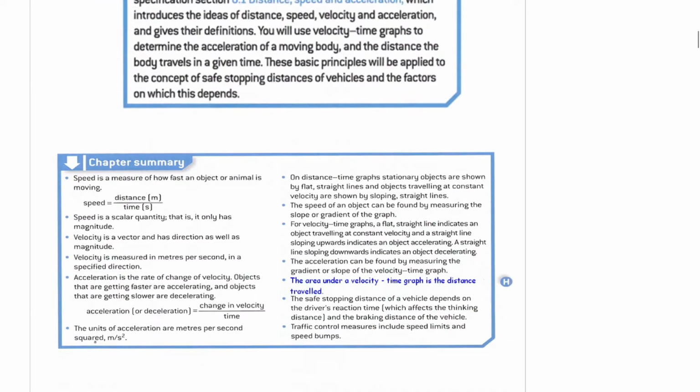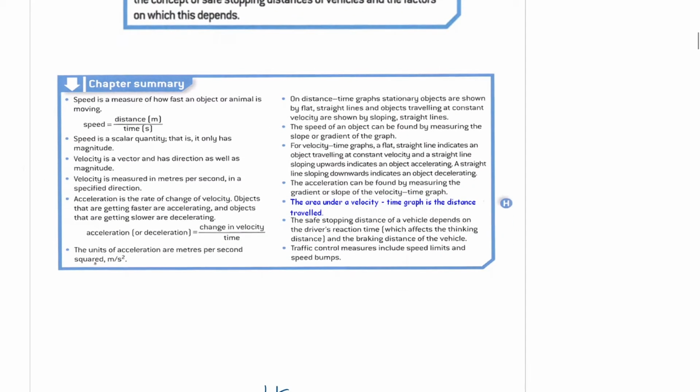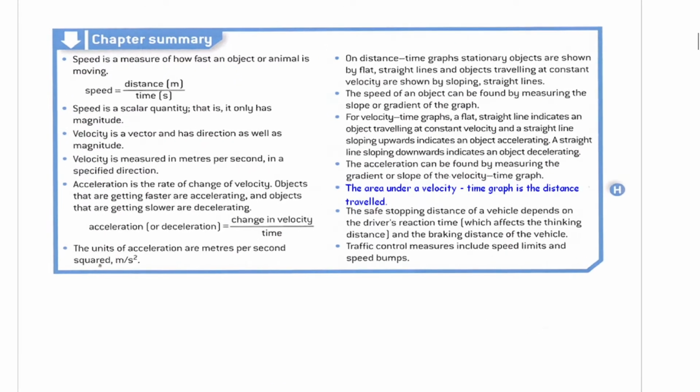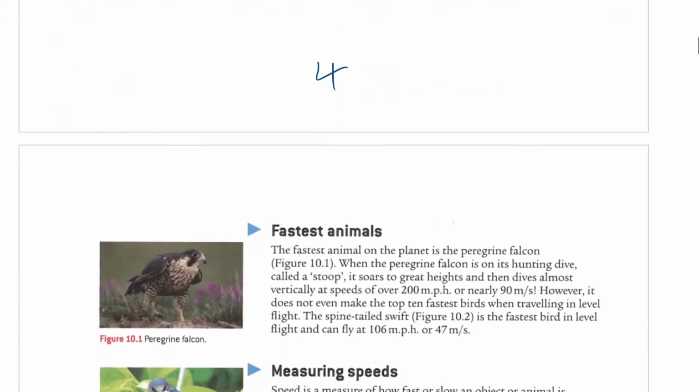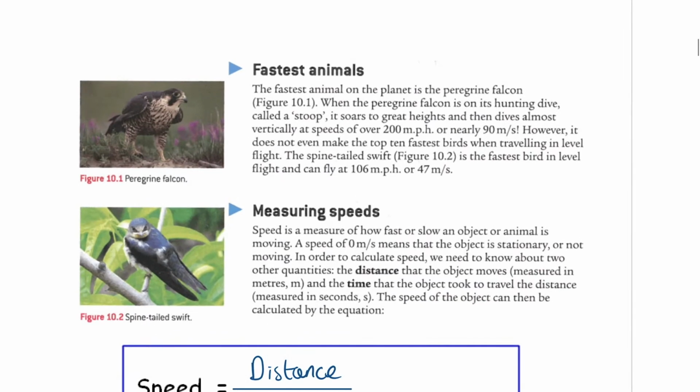This is a quick overview of the whole of this booklet, but for today, what we're going to be learning are these first 2, 3, 4 bullet points. Calculating speed, understanding that speed's a scalar quantity, velocity is a vector quantity, and velocity is also measured in meters per second. Just a bit of background there in the booklet, looking at the fastest animals and measuring speeds.